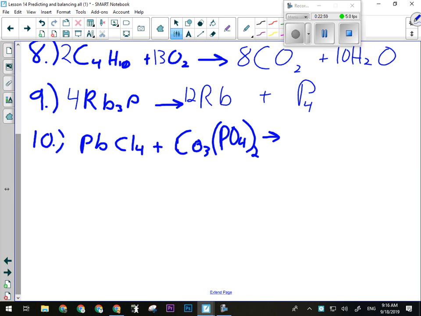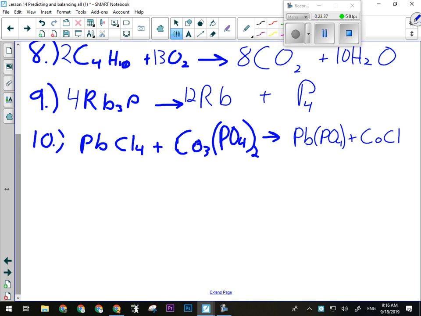How many people have done 10? Okay, let's go over it. On number 10, what kind of reaction is it? It's double replacement. So the first thing I'm going to do is just write out who goes with who on the other side. Lead's going to end up with phosphate, and cobalt is going to end up with chlorine. Cobalt and lead are both multivalent metals, so I need to figure out their charges on the reactant side so that I can drop and swap the compounds they're in on the product side.